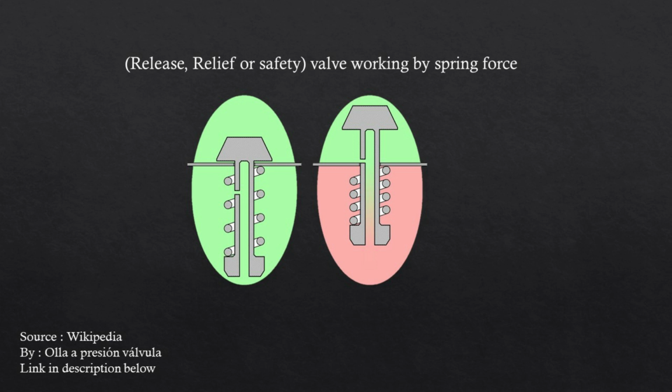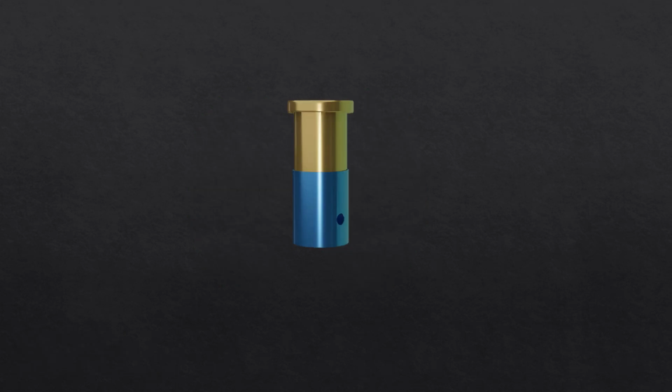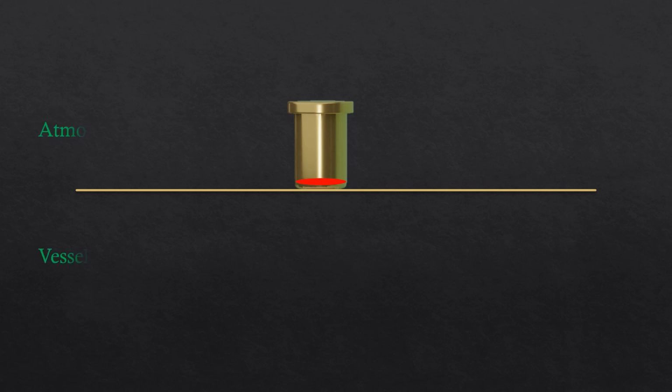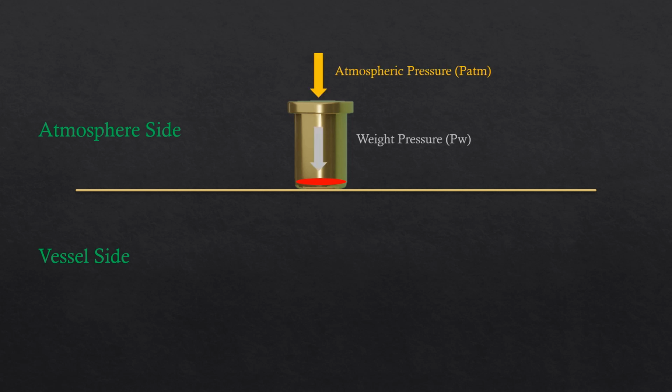This valve has a diameter and weight that are determined by the required pressure, and we will see the calculation method. Our valve is simply a piston and a cylinder, and the moving part is the piston, which is what we want to study. The surface below the piston is the boundary between the inside of the vessel and the atmospheric air. This surface is the one that is exposed to all the pressures, which are atmospheric pressure, the pressure of the weight of the piston from above, and steam pressure from below.